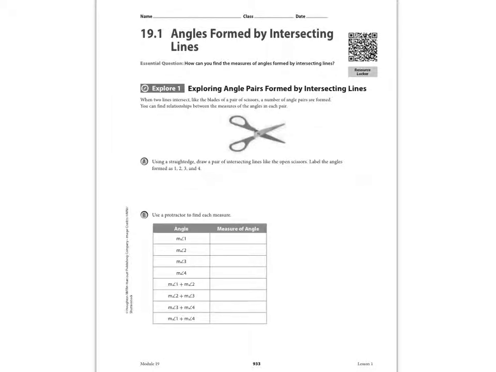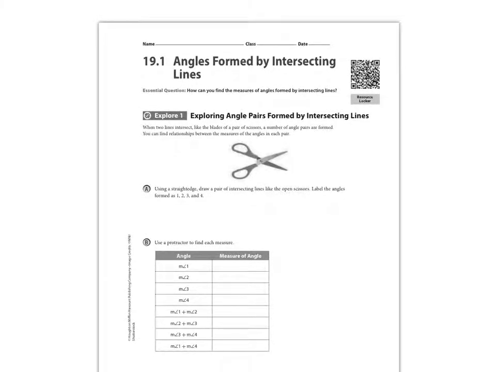Let's take a look at lesson 19.1. This is angles formed by intersecting lines. So we're going to look at the relationships between angles when we have two lines intersect. I'm going to go straight to our next page. This is a good explore activity on the front page if you're going to use a protractor to measure angles, because it's going to help you understand the measures of the angles and how they relate to each other before we actually get to our vocabulary.